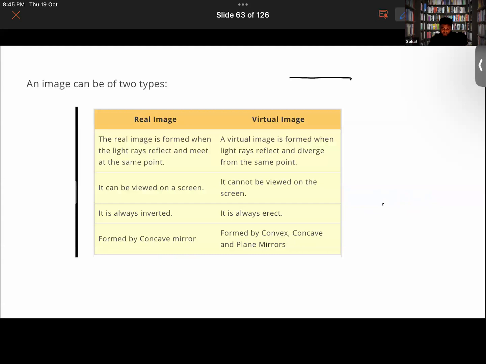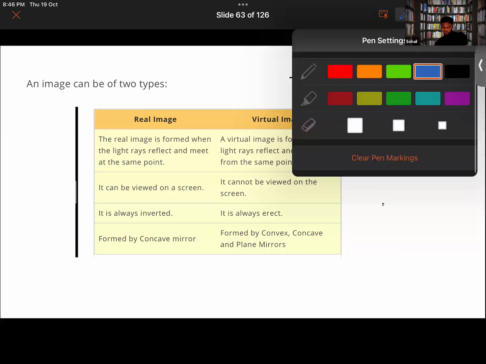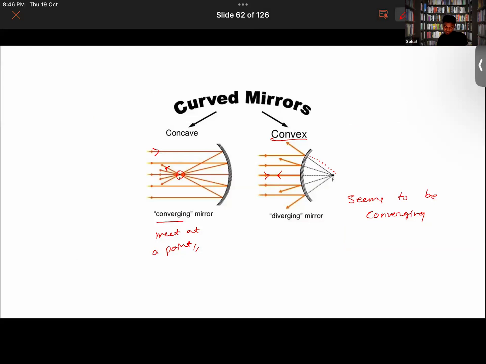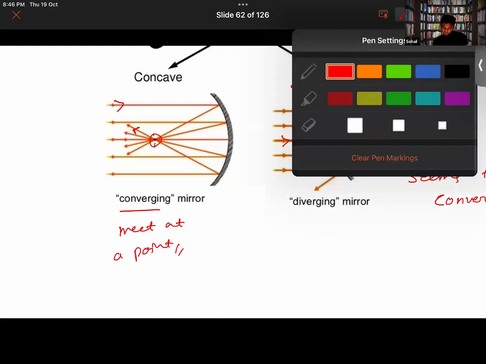So then we were talking about the two types of image that can be formed, that is a real image and a virtual image. We did talk about the difference between the two, right? A real image is the one that can be obtained on a screen, while the virtual image is the one that cannot be obtained on a screen.